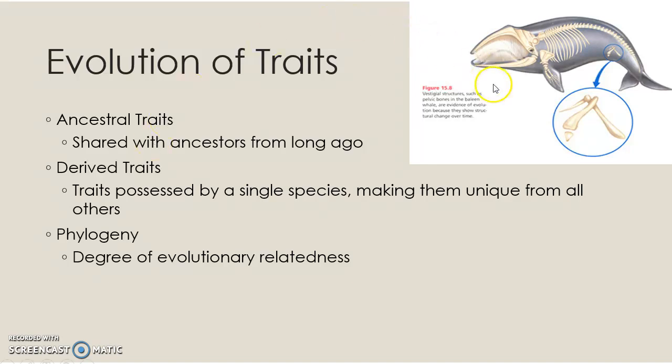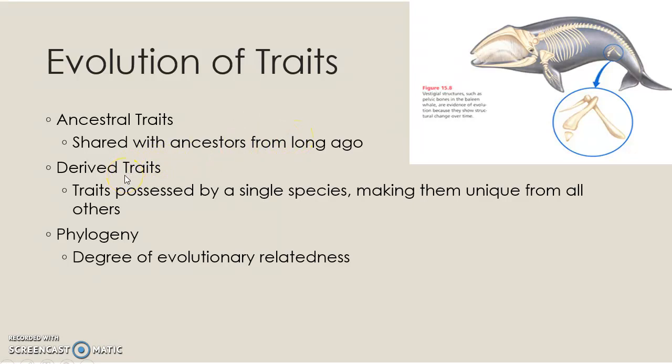So for instance, this is a whale. Whales actually have hip bones. They do not have legs, but they have hip bones. They're vestigial. They're no longer used. They're there because they have an ancestor who walked on the land. So these bones here are absolutely 100% ancestral. They are shared with ancestors from a long time ago.